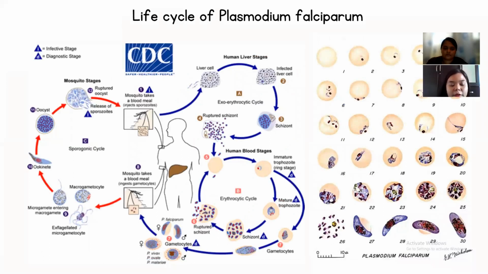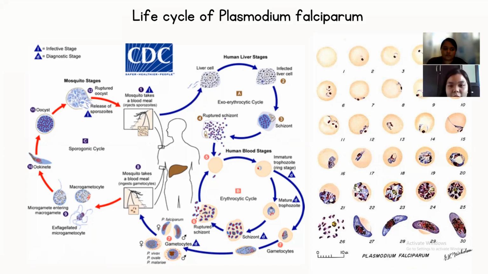Based on this diagram, there are 2 stages, which are the infective and the diagnostic stage. The infective stage begins when the mosquito bites the human, and then the human gets infected. The liver cell will become infected and affect the red blood cell, and then the red blood cell will go through the erythrocytic cycle, and this stage is the diagnostic stage.